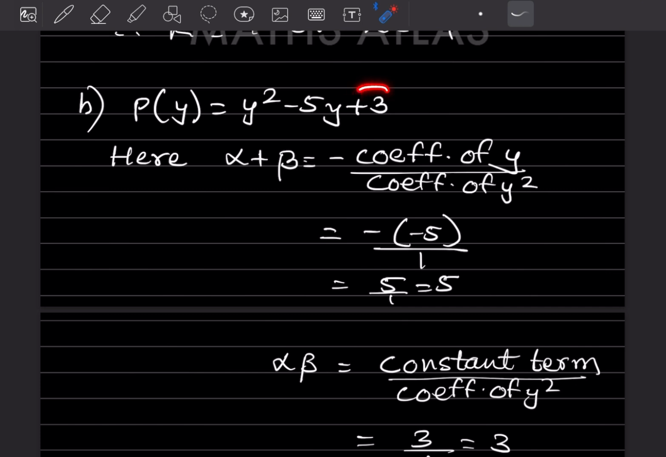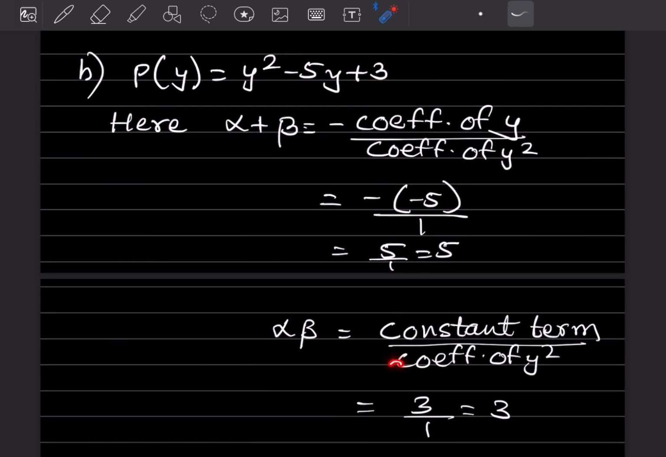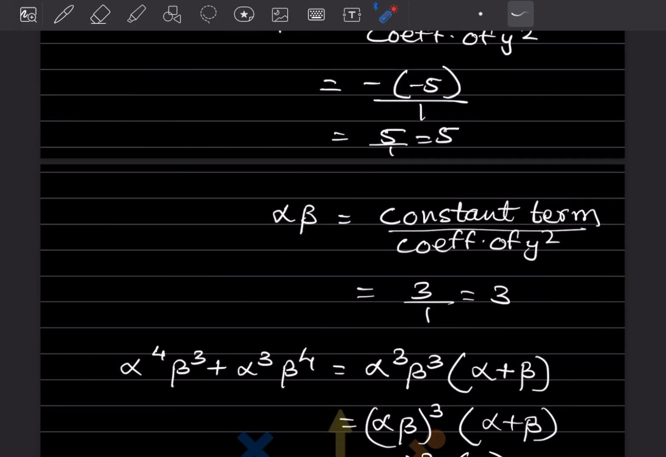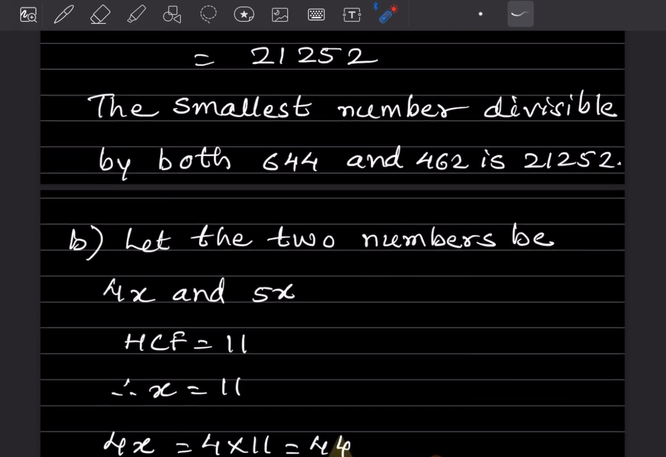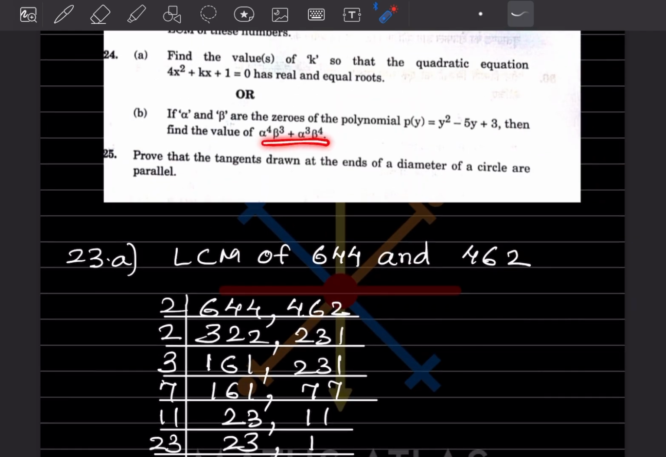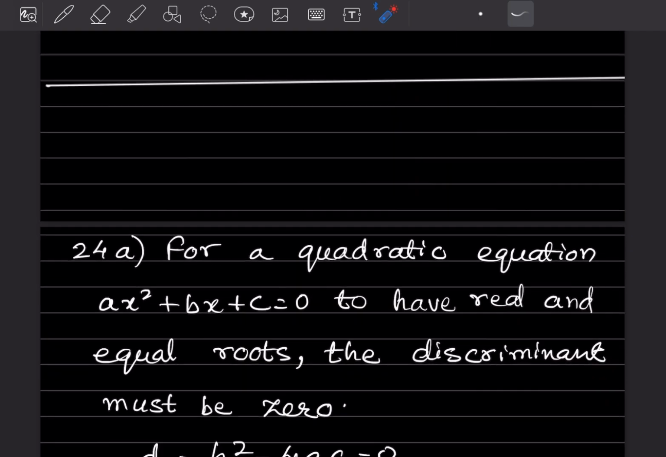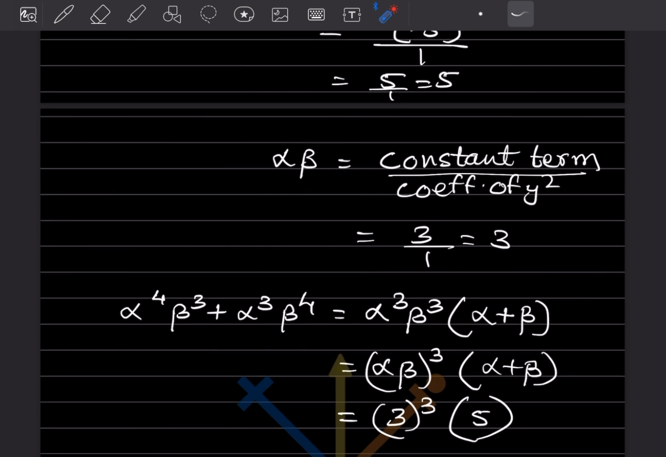So what is constant? Constant means without a variable, that is 3 along with the sign, divided by the coefficient of y square, that is 1. So that is going to be 3. Now let us see, we have to find this value.